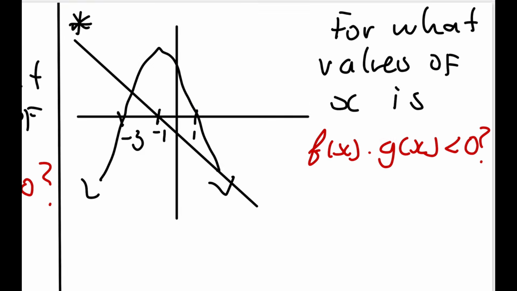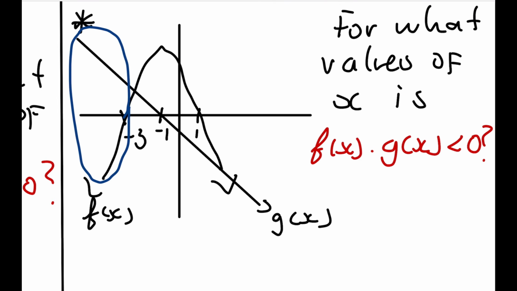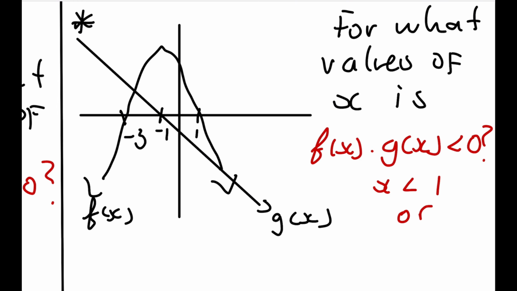Let's look at some examples here. This question says, for what values of x is f of x times g of x less than 0? Say the parabola was f of x and the straight line graph was g of x. That would mean we're looking for where one is above and the other is below. See, to the left of this negative 3 point, you will notice that our straight line graph is above the x-axis, but our parabola is below the x-axis. And that's exactly what we're looking for. So x less than -3 is one of the answers.